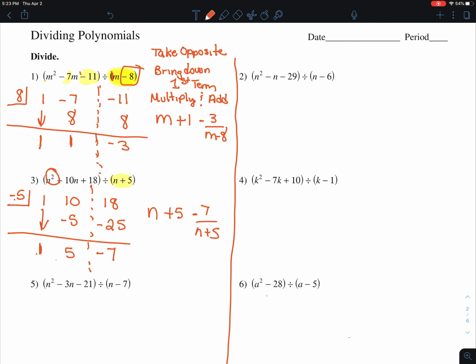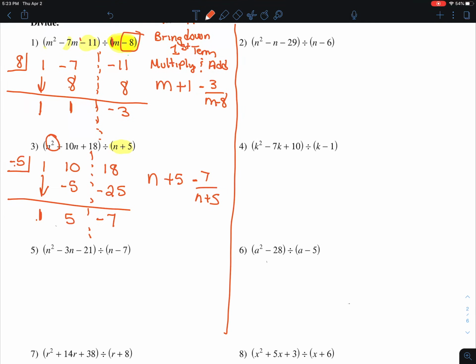It's been a long time since I've taught this. Okay, let's do another one, because we could do these all day, right? So we have, this fits our criteria. It's a binomial, and the leading coefficient is 1.